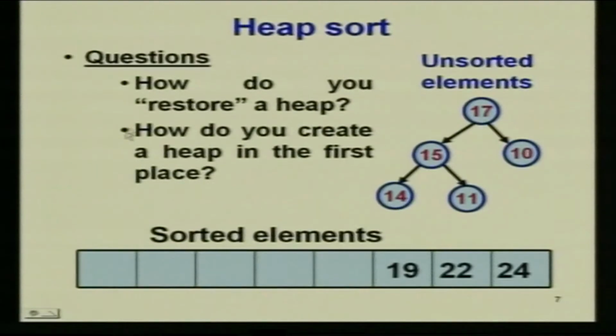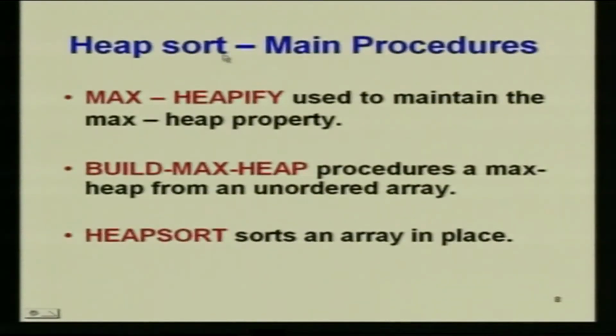How do you restore a heap? How do you create a heap in the first place? We have already seen how to create a heap, but anyway we will just look at this. So, you have another array, this is the unsorted elements. The main procedures of heap sort are Max-heapify, used to maintain the max heap property, build max heap, which produces a max heap from an unordered array, and heap sort, which sorts an array in place. The idea is that it sorts in place, that is, we do not have another array that we need, we just sort it in place.